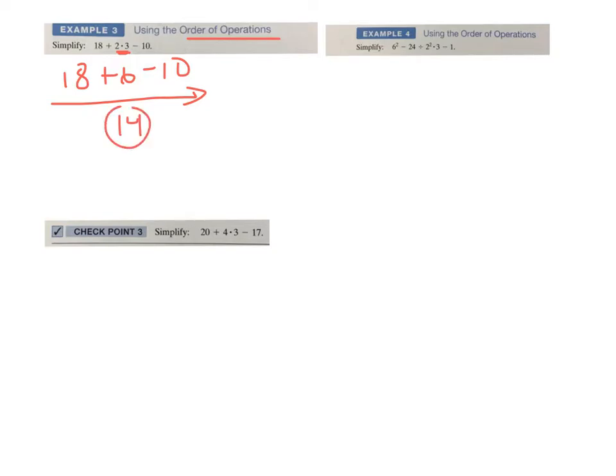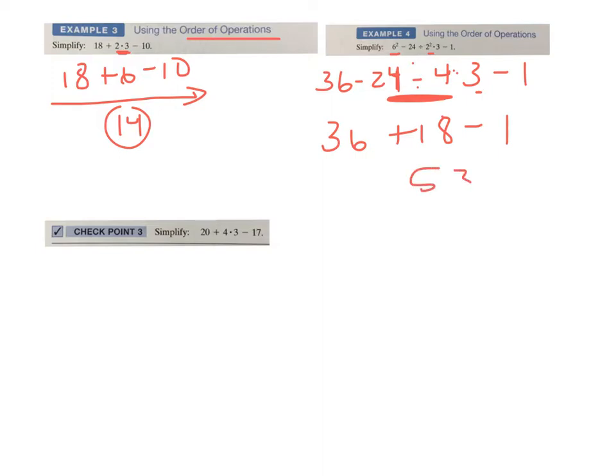Looking at our next problem, we have exponents that we must do first. So we get 36 minus 24 divided by 4 times 3 minus 1. So I've done all the exponents. Now I do my multiplication and division, left to right. I'm going to do this division before I do this multiplication. So that's 6, then times 3. So I get 36. 6 times 3 is 18 minus 1. And now I can add these, which that's 54 minus 1 is 53.